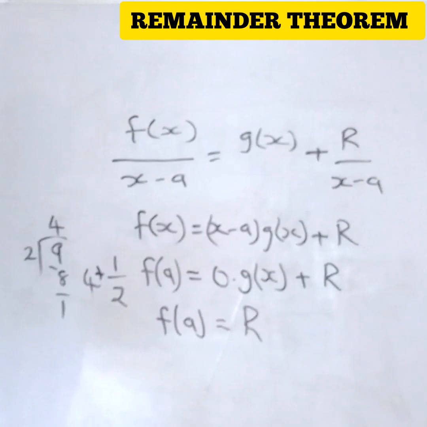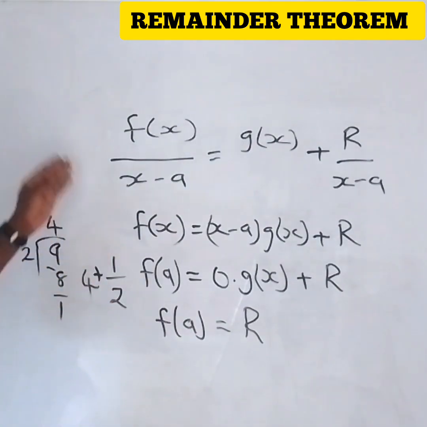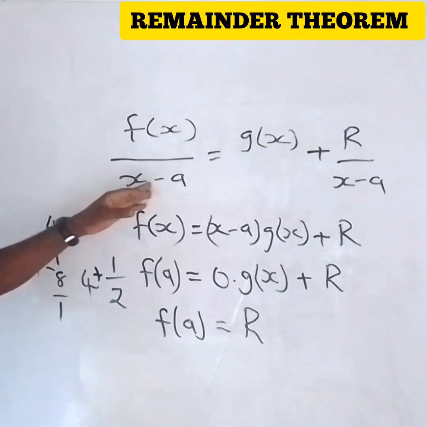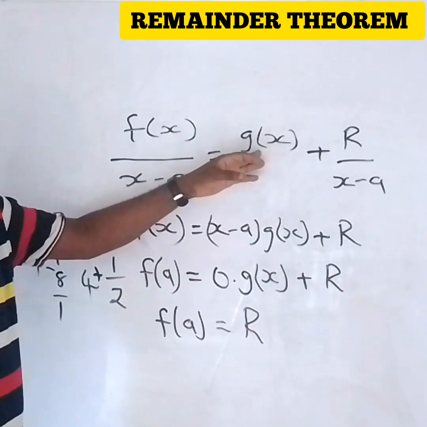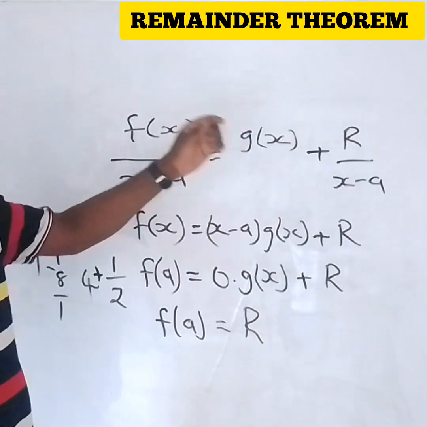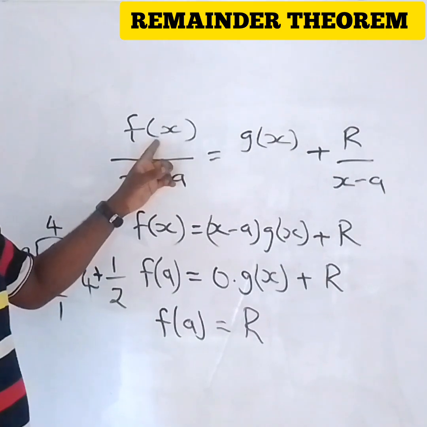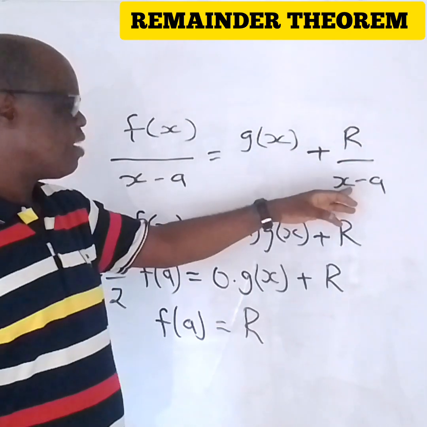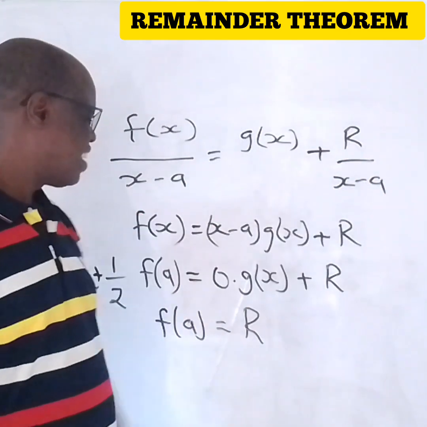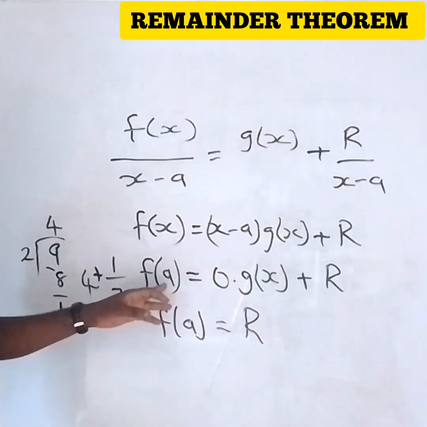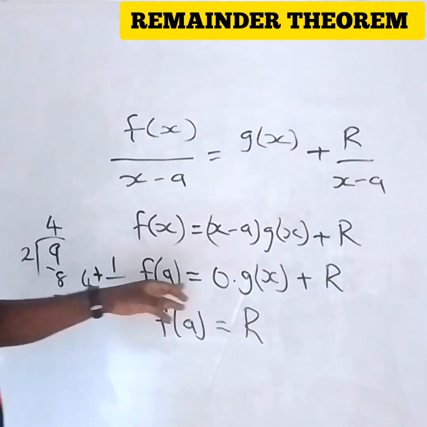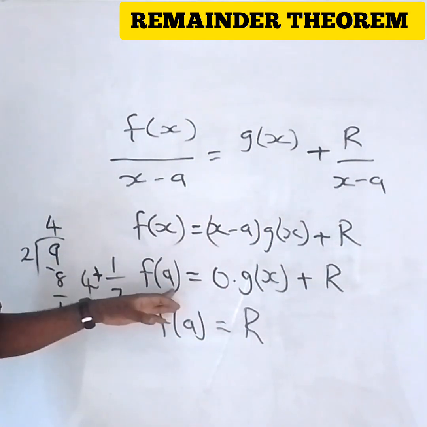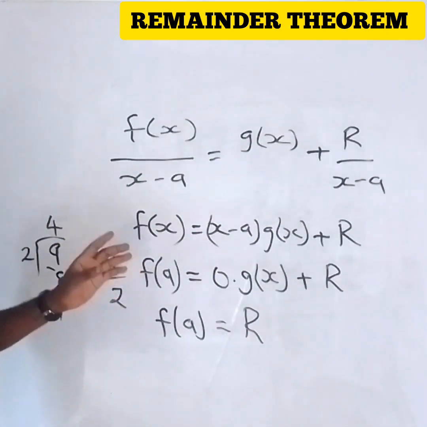So what this theorem is saying is that if you divide the function of x by x minus a, you will get the quotient, which is another polynomial that is 1 degree less than the degree of the function of x. And then you have the remainder still to be divided by x minus a. And then if you put the function at a, it means you will now get your remainder, which means your remainder is just putting the function at a. So let's see the example of this.